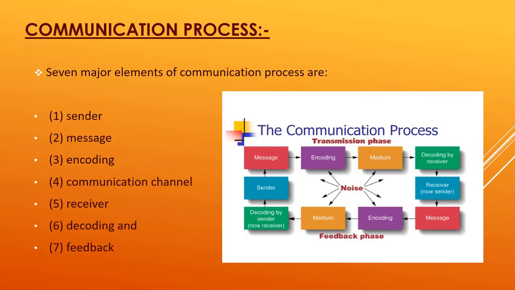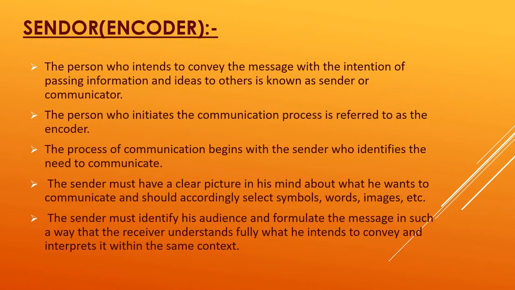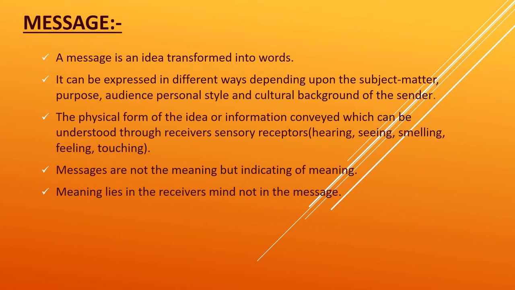There are 7 major elements of communication process: sender, message, encoding, communication channel, receiver, decoding, and feedback. So, first, sender, also known as encoder. The person who intends to convey the message with the intention of passing information and ideas to others is known as sender or communicator. The person who initiates the communication process is referred to as the encoder. The process of communication begins with the sender, who identifies the need to communicate.